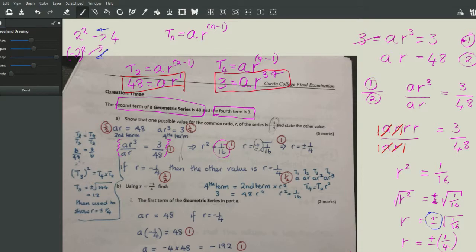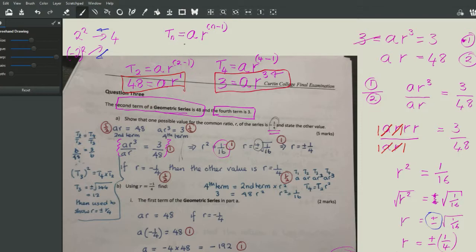We don't know which one it is yet, but it could be. And therefore we've shown that it could equal minus 1/4. And we've also stated the other value, so we've written that down there. And a sentence here would be, if r equals minus 1/4, then the other value is positive 1/4. Hopefully that makes sense. The rest of it you should be able to do yourself, because this is just applying the standard rules we've used out here.